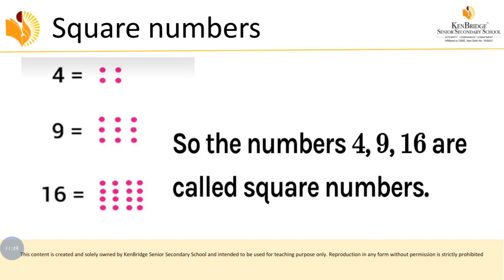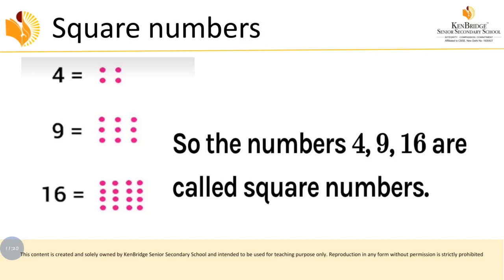You just start from number 2. What is 2 squared? It will be 4. So 4 is a square number. Then 3 squared, 9. 4 squared, 16. 5 squared, 25. So whatever those squared values are, they will be called square numbers.